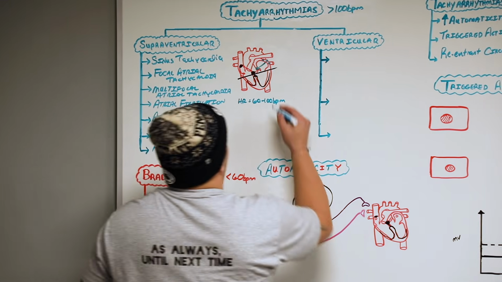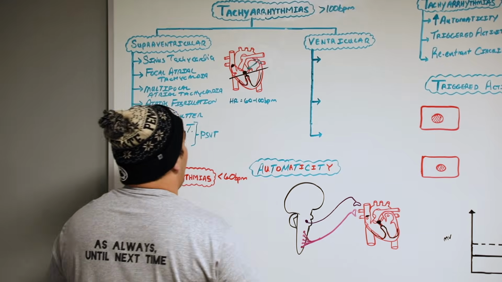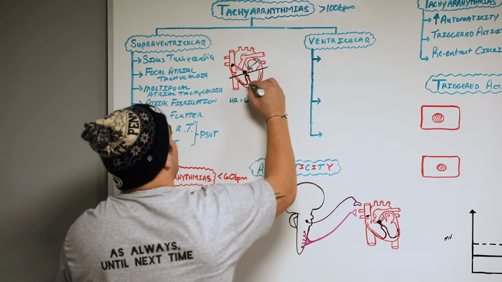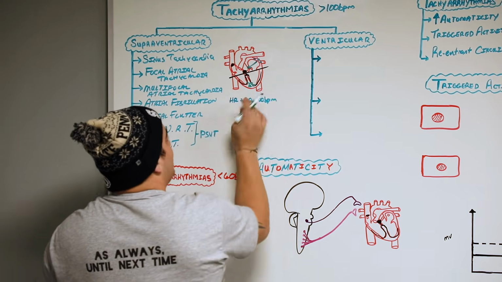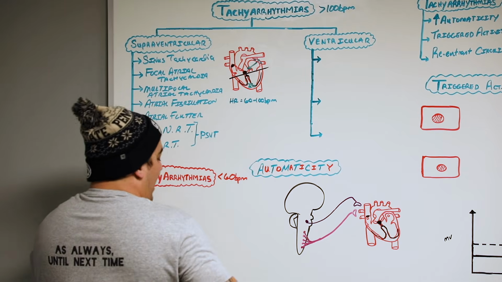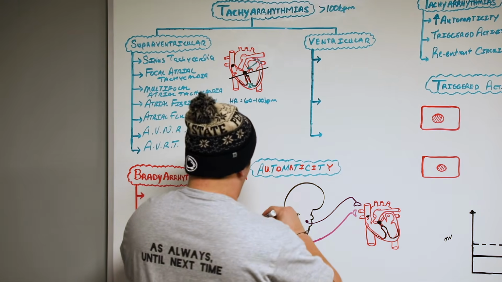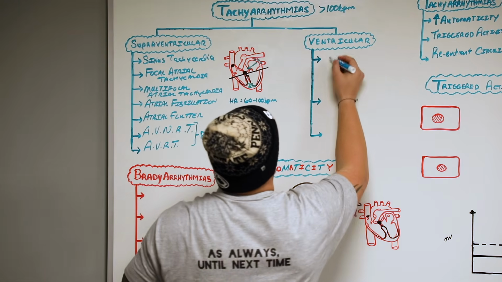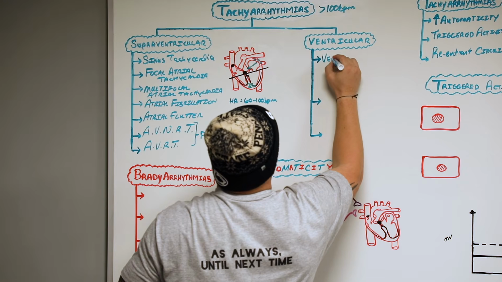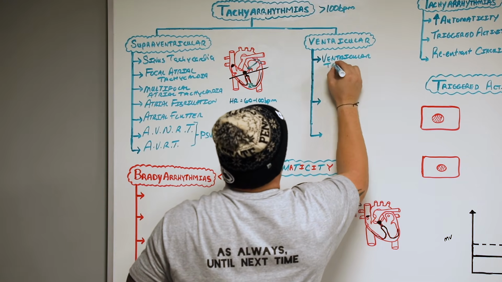So ventricular tachyarrhythmias is where you have some irritable area within the ventricle that is firing and generating abnormal electrical activity within the ventricles. Because of this, it produces a particular arrhythmia called ventricular tachycardia.